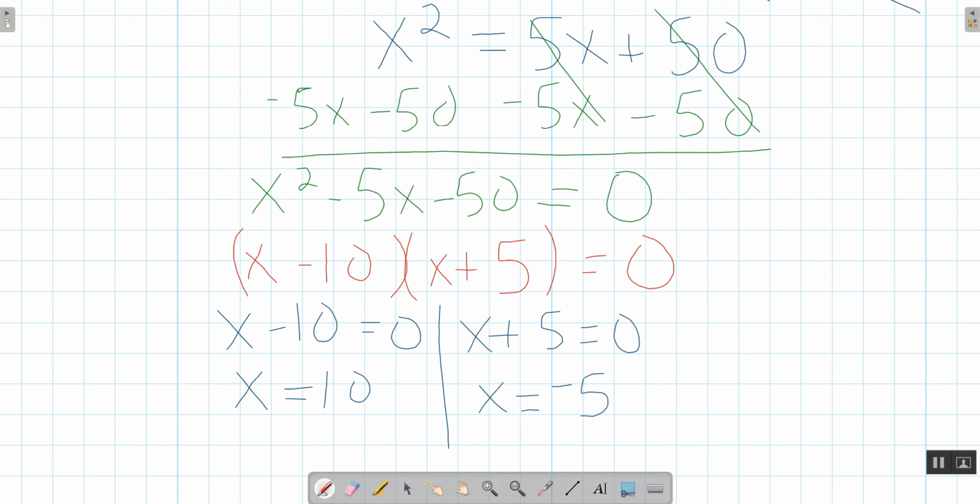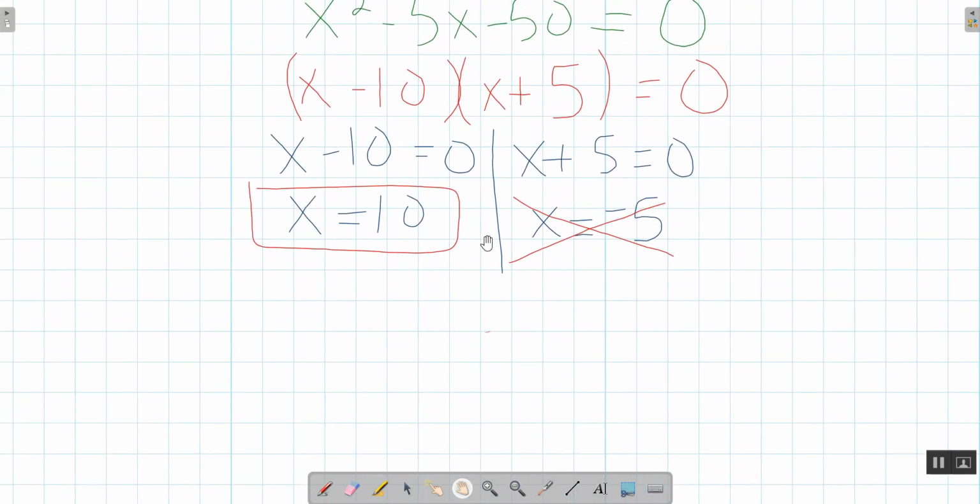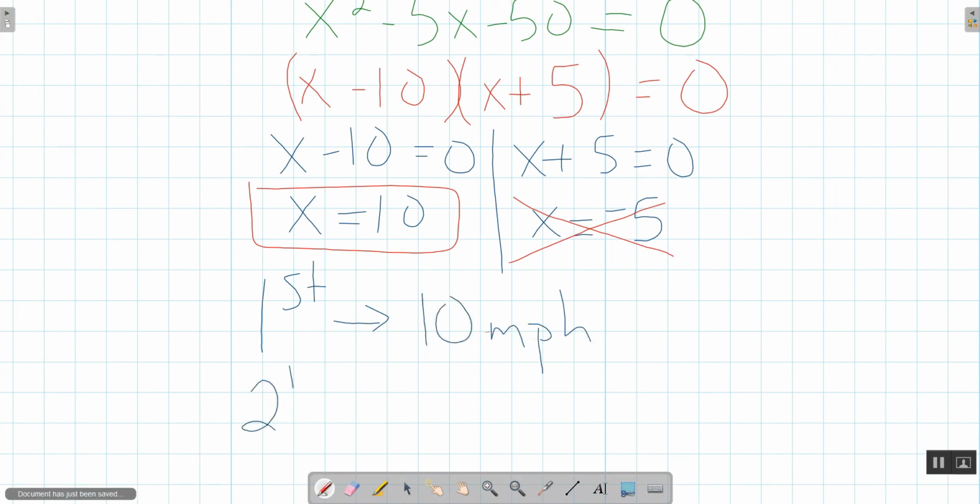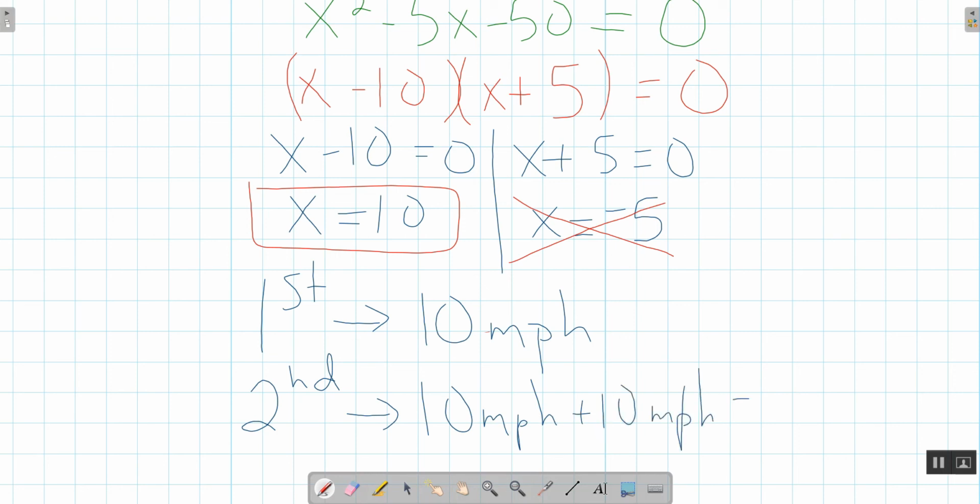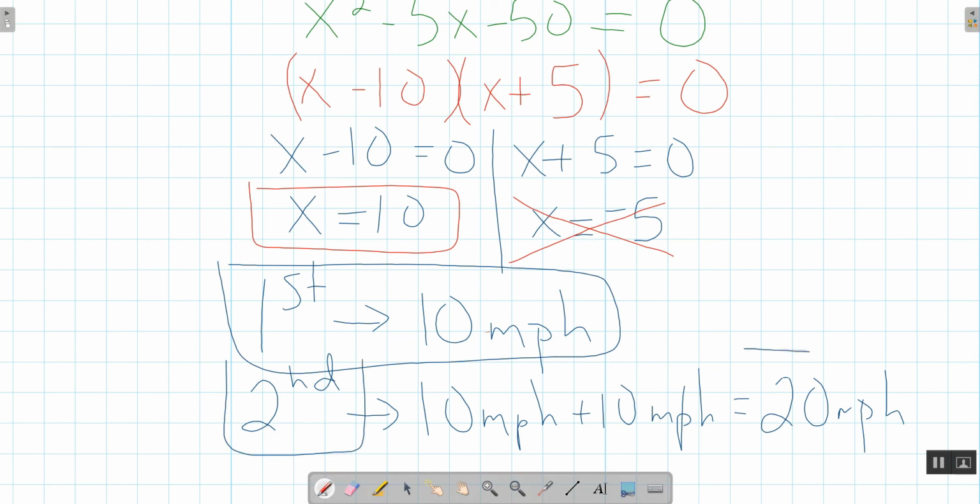And now because this x is miles per hour, we're going to cancel that out because we're always looking for the positive value. Now, this happens to be one of our legs. So the first leg, he's going to be going 10 miles per hour. But the question asks us for both legs. So that means we're going to go 10 miles per hour plus 10 miles per hour. And that's going to give us 20 miles per hour. So there are your two answers. For the first leg, he goes 10 miles per hour. For the second leg, he goes 20 miles per hour.